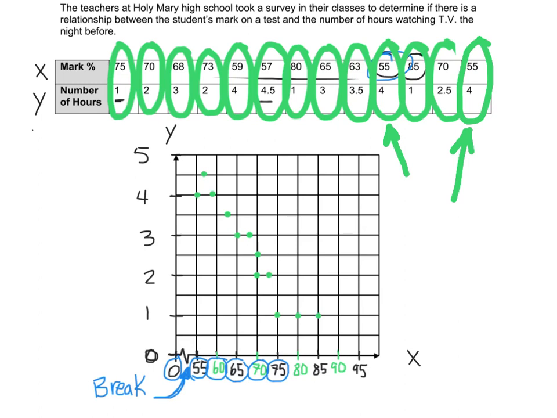So how are we going to indicate that there are 2 points at that 55, 4? Because we have to take that into consideration. So what I'm going to do is I'll take a different color and circle it.